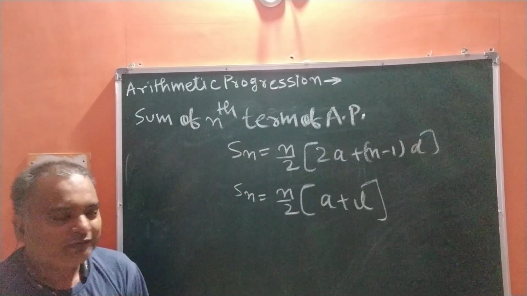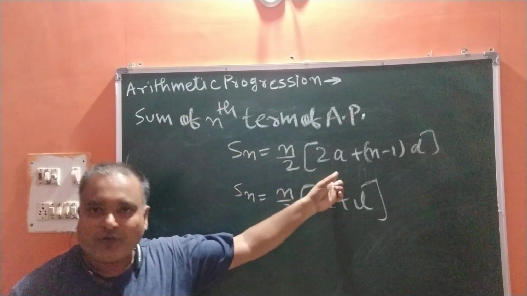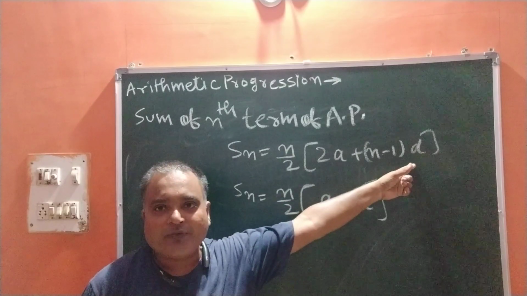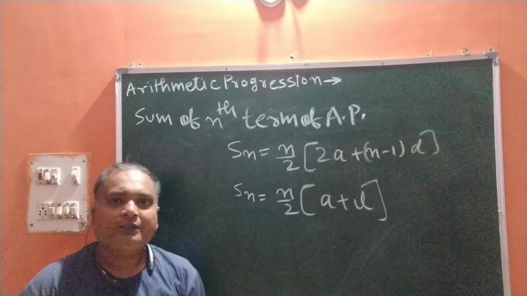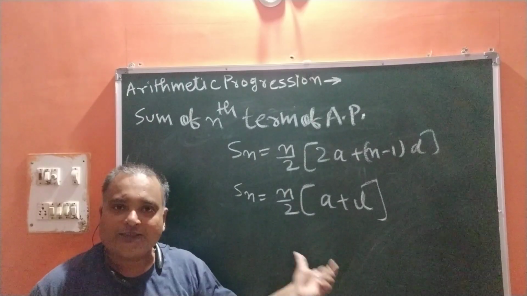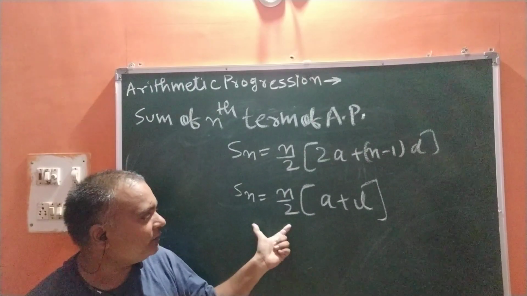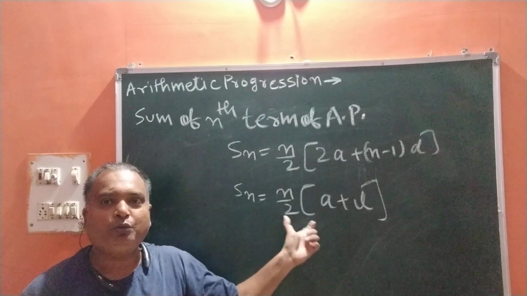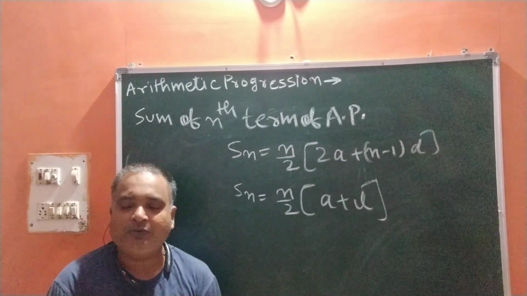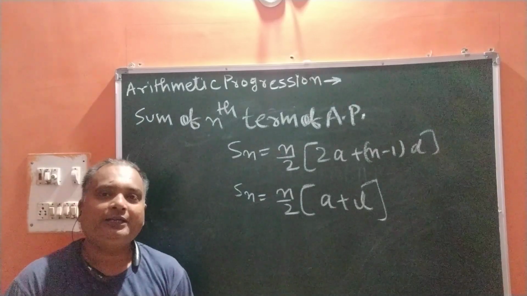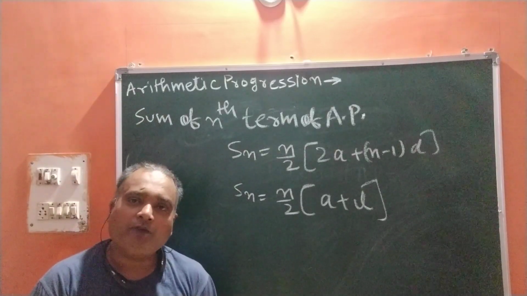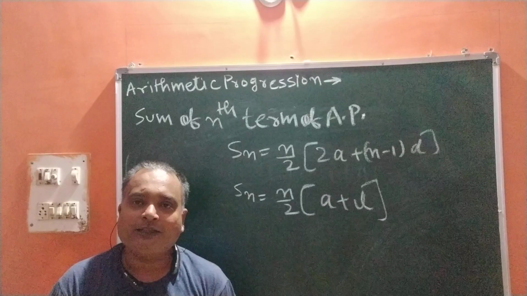Now if we have the number of terms, the first term of the AP and the common difference, then we use formula number 1. If we have the number of terms, the first term and the last term, then we will use the formula Sn equal to n by 2 into a plus l. In the next video, we will solve some problems of arithmetic progression, how we find the nth term of an AP and how we find the summation of n terms of an AP.